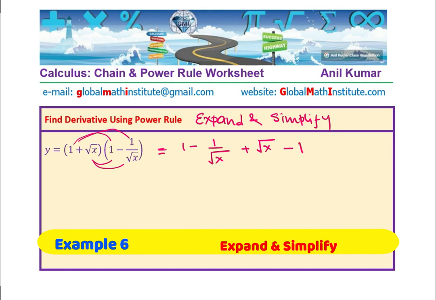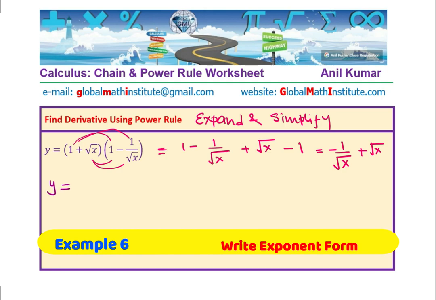Perfect. And you could apply the formula a square minus b square also, right? It's kind of thing. Okay, not really. So anyway, when you do this, that is what you get. Now 1 minus 1 is 0. So you are left with minus 1 over square root x plus square root x, right? Okay. So now let us write this in exponent form and then find the derivative.